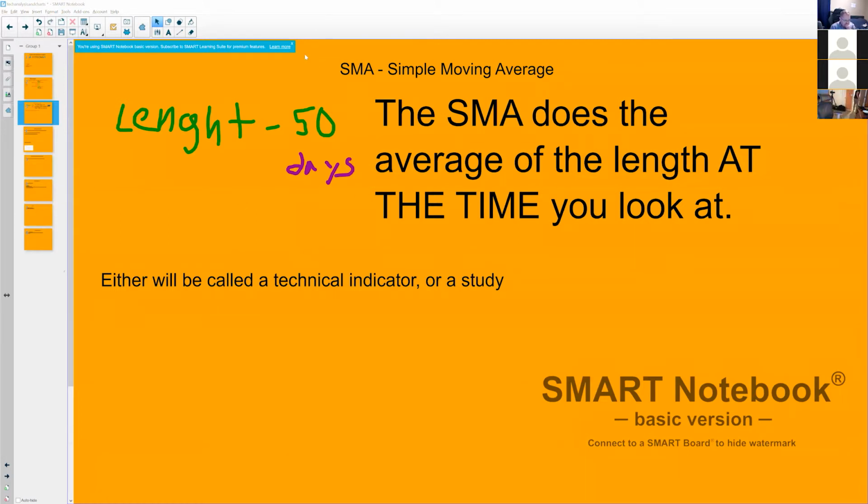So the simple moving average is pretty simple, no pun intended. It shows the average of the length at the time you look at it. When you look at SMA, a very common one is 50 days. And this word right here, I put length. This is important because when we're going to do day trading or swing trading, we want to change some of those lengths. If you have Thinkorswim, I'm going to show you how to do it.